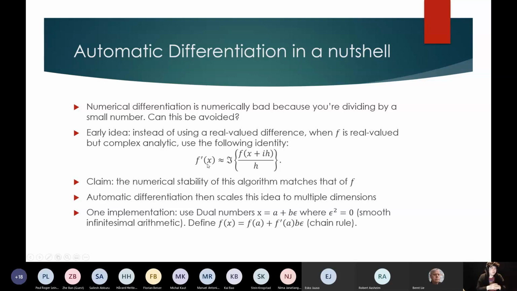And you can show this with the Taylor series approximation. Any students in here, if you're curious about how this is done, I do have a lecture series about automatic differentiation, which will go into a lot more detail than this.